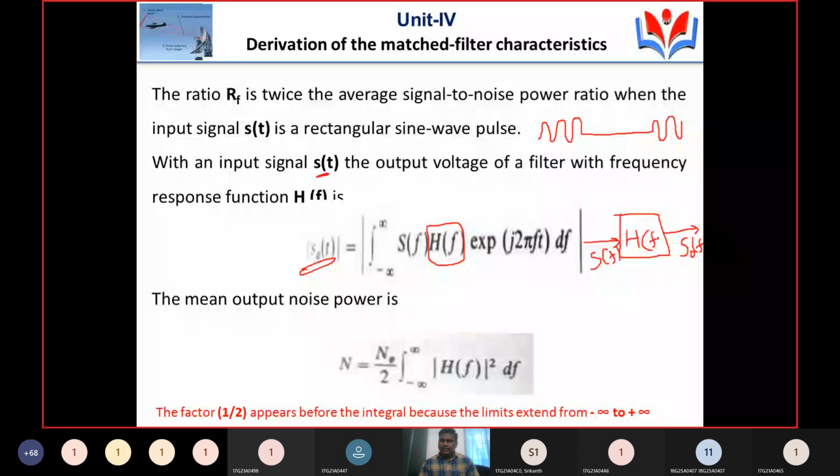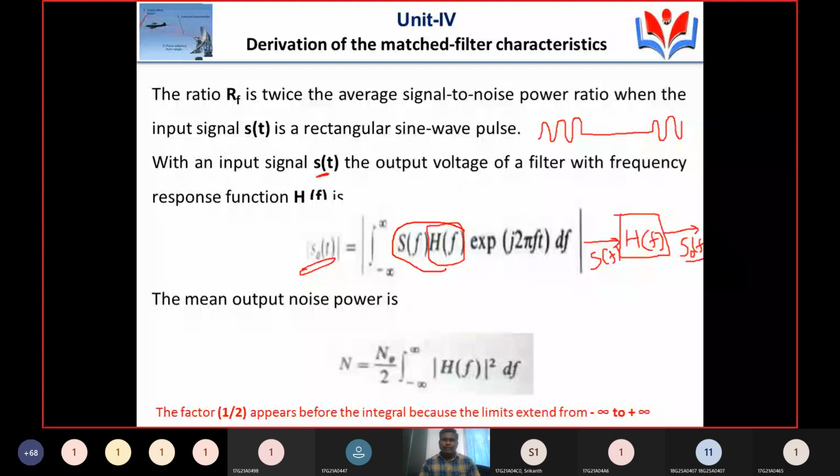But what we need here is S naught of t. S naught of t is possible just by taking the inverse Fourier transform of S of f into h of f. This is what we did here. We have taken the inverse Fourier transform of the term S of f into h of f e power j 2 pi f t df, with modulus, under the integral over minus infinity to plus infinity. This is nothing but the modulus of S naught of t.